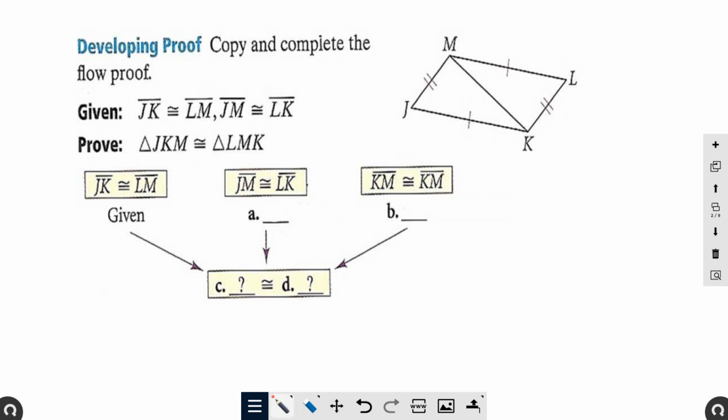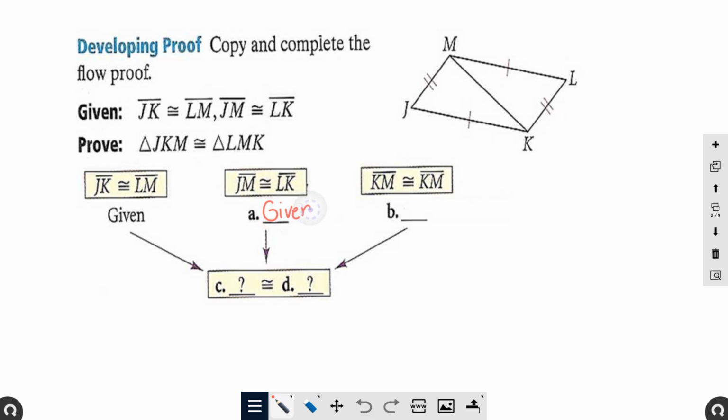So let's look here. We're given that JK is congruent to LM. You want to make sure that you mark these things in your picture. Now, they have marked it for us. JK and LM are congruent because they have one mark. Okay? JM is congruent to LK. Why is that true? It's also given, right?